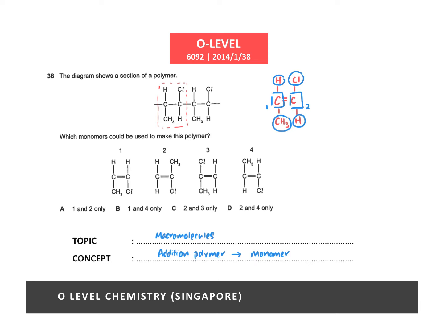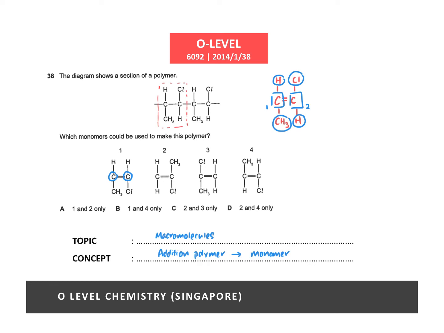So now we can go on to look at 1, 2, 3 and 4 and see which groups are bonded to the carbon atoms in the carbon-carbon double bond. Then we'll be able to tell whether they have the same structure as what we have just drawn. For monomer number 1, we can see that carbon number 1 is bonded to also a hydrogen and a methyl group, and then carbon number 2 is bonded to a hydrogen and a chlorine. So monomer number 1 has the same structure as what we have just drawn.